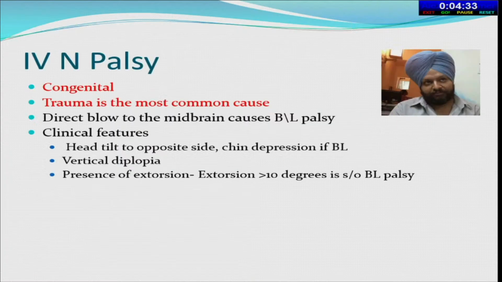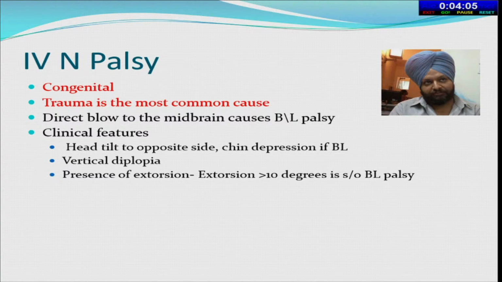Coming to the fourth nerve palsy, the most common cause is congenital. As far as acquired cases are concerned, trauma is the most common cause. As you can recall, Dr. Digvijay was trying to tell you that this is the only nerve that exits from the dorsal part of the brain and crosses over, and that's what makes it most susceptible to trauma. So any direct blow to the midbrain or to the occipital area will cause bilateral fourth nerve palsy.